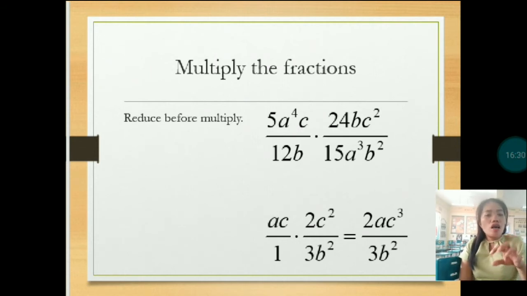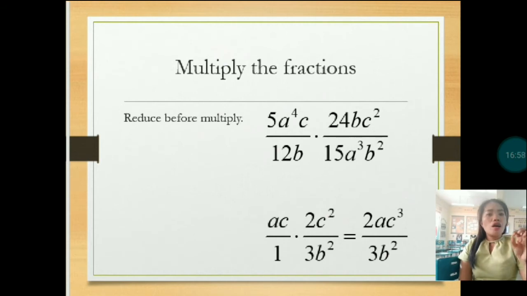Okay? You look at the expression at the bottom. Our ac there is the numerator. Now let's proceed to the denominator of the second expression. We have 15a cubed b squared divided by the GCF, which is 5a cubed. That gives us 3b squared. Okay, I hope you were able to follow.